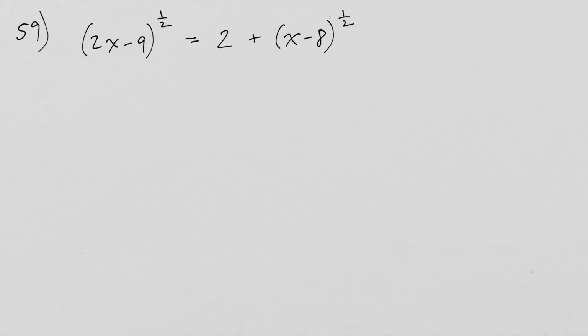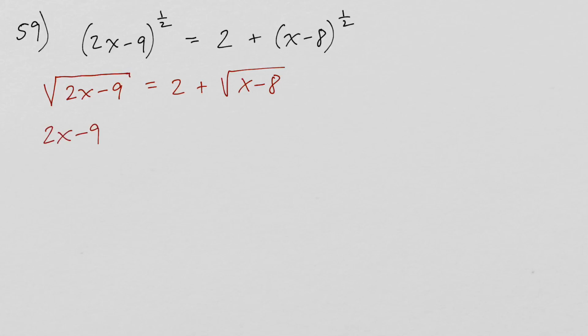Okay, so I'm going to write this like this so that it's a little more recognizable. This is the square root of 2x minus 9 equals 2 plus the square root of x minus 8. That's what the 1/2 power is, a square root. Now I'm going to square the left-hand side, which is going to give us 2x minus 9. I'll square the right-hand side, and this is a binomial.